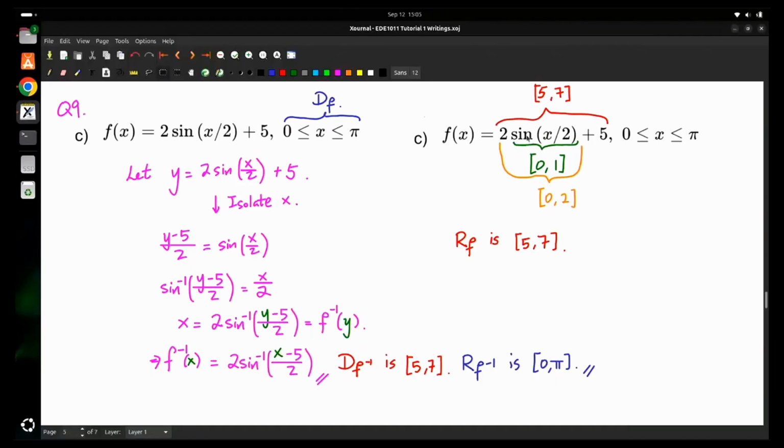Now, sine of x over 2, when your x is in between 0 and pi. So what's going to happen? This x, or rather the theta, will range from 0 over 2, which is 0, to pi over 2. I repeat that again: the angle x over 2 will range from 0 to pi over 2. Then 0 to pi over 2 is the first quadrant, so your sine is going to give you 0 to 1.